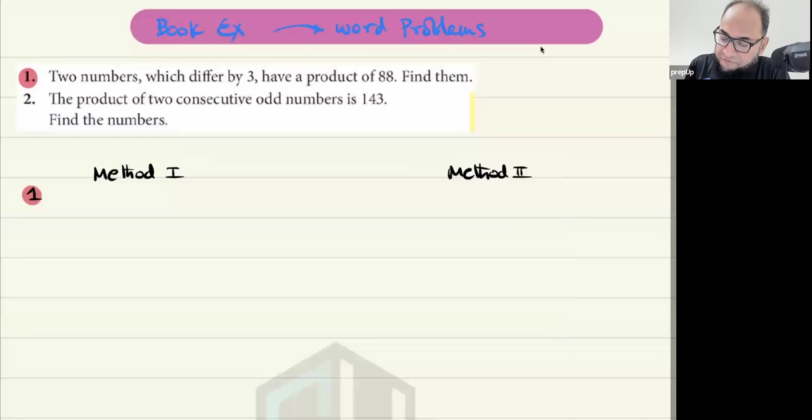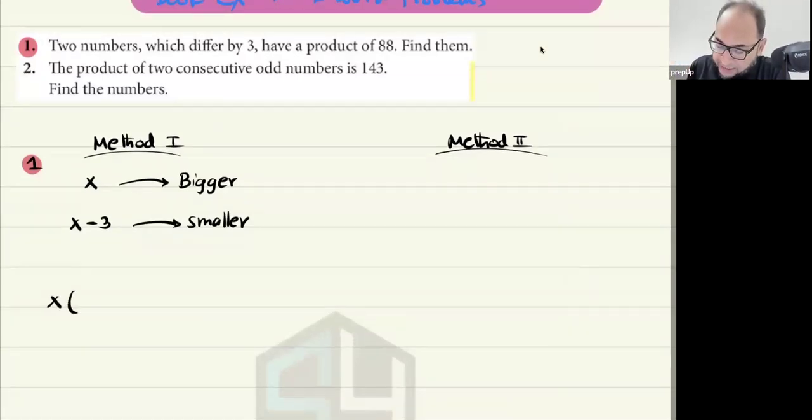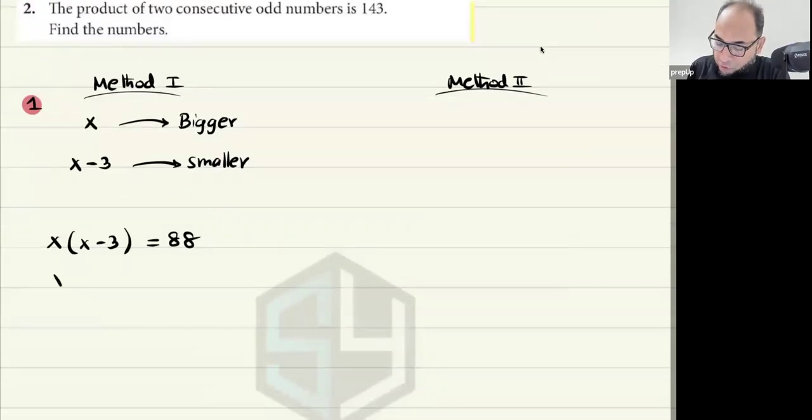They differ by 3. Method 1: there is x, the bigger number, and there is x minus 3, the smaller number. That is one approach. If I take the bigger one to be x, the other one will be 3 numbers smaller. So x(x minus 3) equals 88. Therefore, x squared minus 3x minus 88 equals 0.